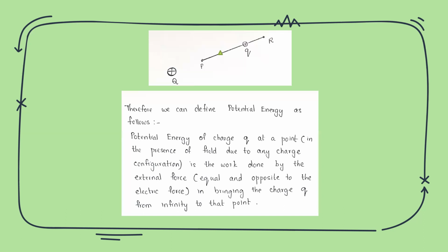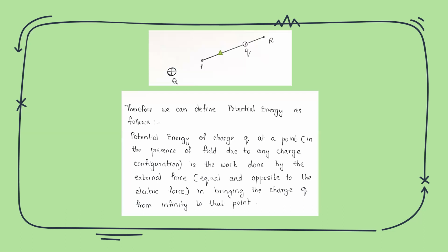In simple words, imagine the charge small q is very, very far away. That is called infinity. So we are bringing it from infinity to a point, the final point, which is in the electric field created by some other charge. That is, in this figure, capital Q has created an electric field. In that electric field, P is a point. Therefore, we are bringing small q from infinity to the point P.